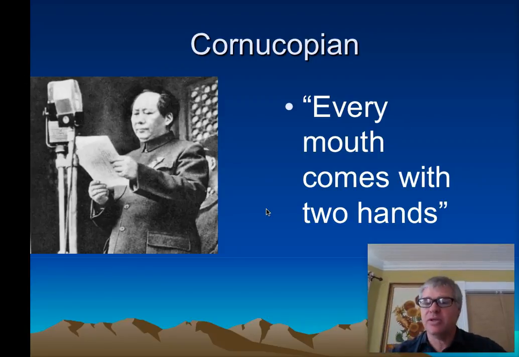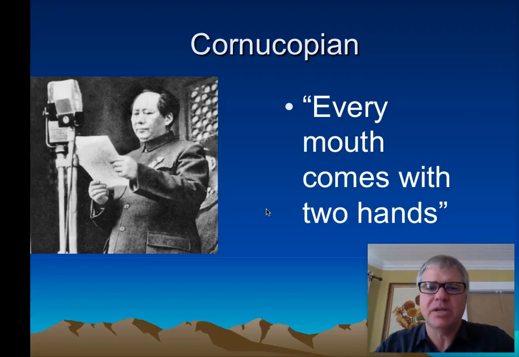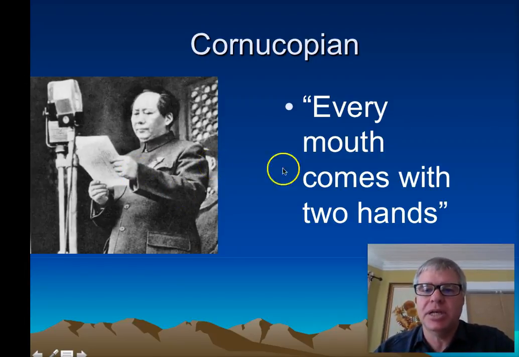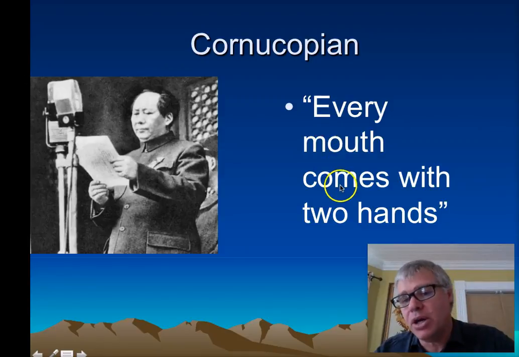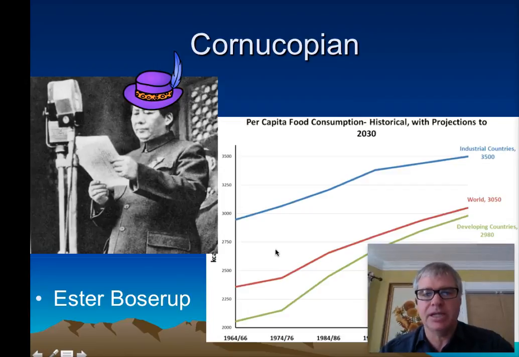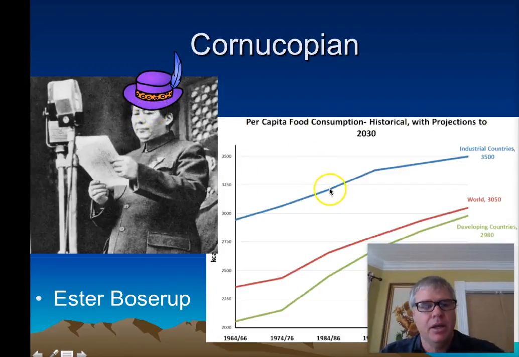Then the second perspective kind of flips this over and argues a very different thing. And it's called the cornucopian perspective. And one of the people that believed in this cornucopian perspective was Mao Zedong, who was the head of China for a long time. And he had this phrase that says, with every mouth comes two hands. And so his argument was basically this. I just put a hat on him because once I got the clip art for the hat, I just have to keep using it. All right.